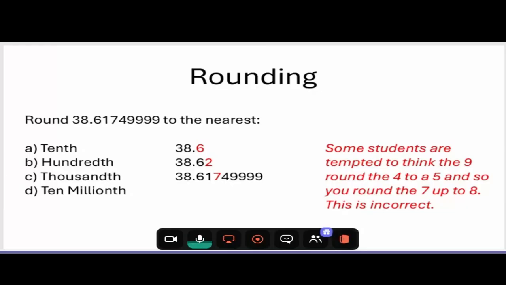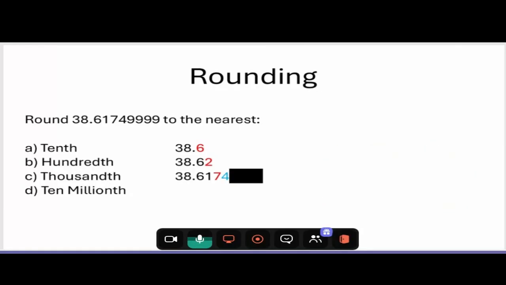No, remember, we look just at the next digit and ignore everything else. We do not compound round to make that 4 a 5. So we look just at the 4, and that says round down. So the 7 stays a 7. Everything else becomes a 0. But we don't need to write trailing zeros.